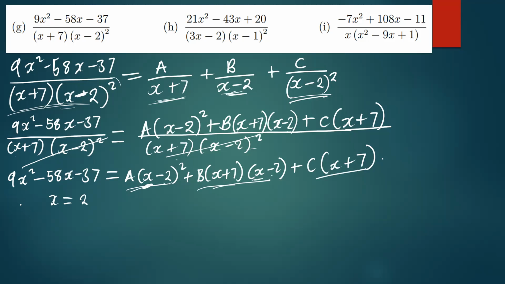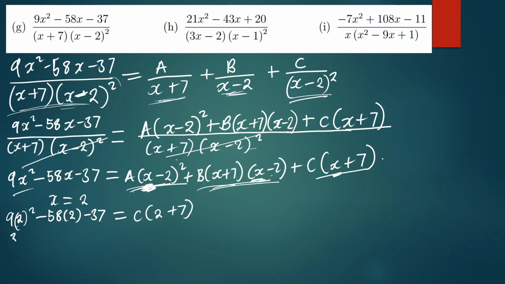So what this means is that we have to replace x with 2 on both sides. This side we're going to have 9 times 2 squared, minus 58 times 2, then minus 37. Then we say this is equal to, here you put 2, this becomes 0. If you put 2 there, the whole expression here becomes 0. So when you put 2 where there's x, you're going to have c outside, and then you have 2 plus 7.